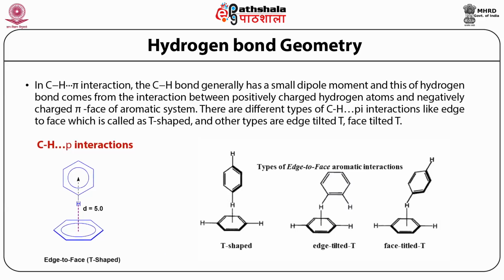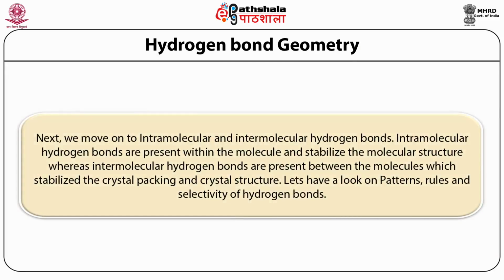In the case of CH-pi interaction, the CH bond generally has a dipole moment, and this hydrogen bond comes from the interaction between positively charged hydrogen atoms and the negatively charged pi face of the aromatic system. There are different types of CH-pi interactions. To name a few, here are T-shaped, which is nothing but the edge-to-face hydrogen bond, edge-tilted T and face-tilted T. Next we move on to intra- and intermolecular hydrogen bonds.